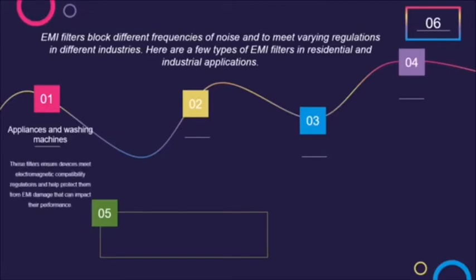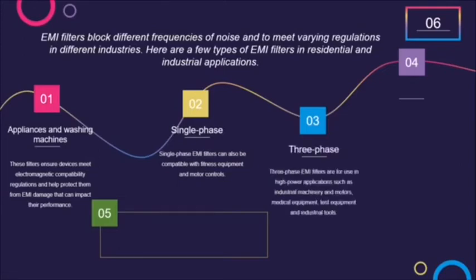Here are a few types of EMI filters in residential and industrial applications. The first one is appliance and washing machines. These filters ensure devices meet electromagnetic compatibility regulations and help protect them from EMI damage that can impact their performance. Number 2, single phase. Single-phase EMI filters can also be compatible with fitness equipment and motor controls.